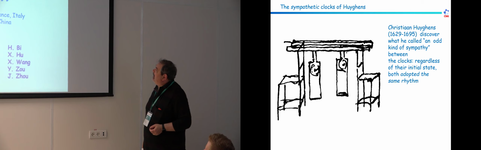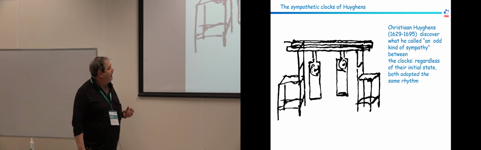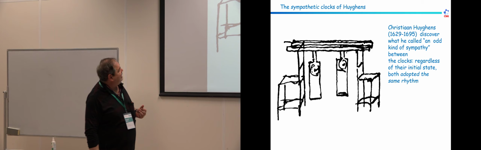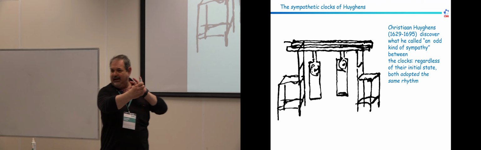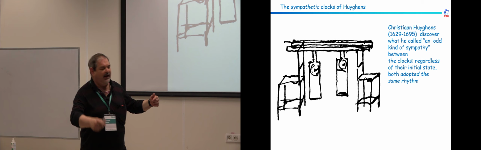So the idea of synchronization is a very old idea, and it's one of the first things that was studied in physics. It goes back to Christian Huygens. The legend says that he was sick and he observed two pendula hanging at the same beam. And he observed that the two pendula, in that configuration, were able to work in sympathy. He said sympathy.